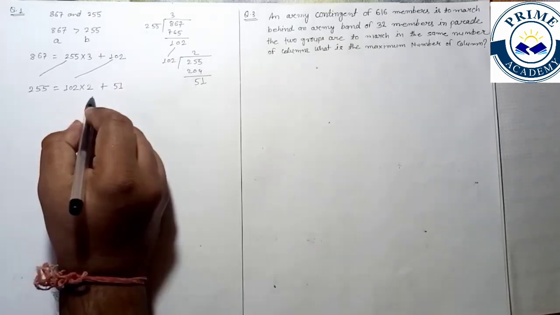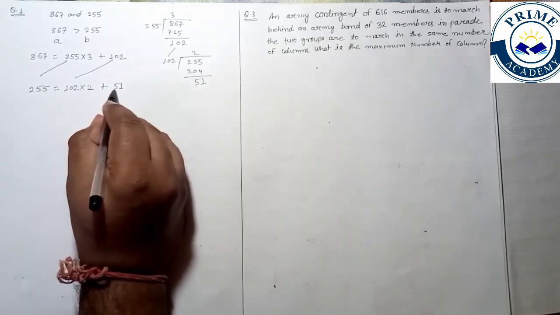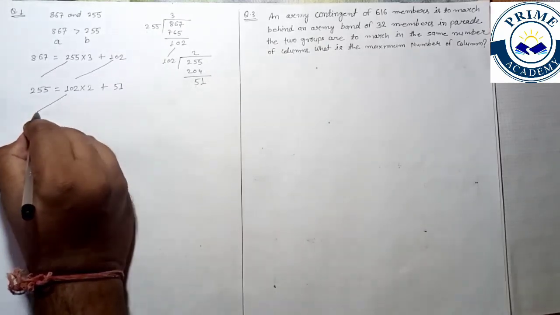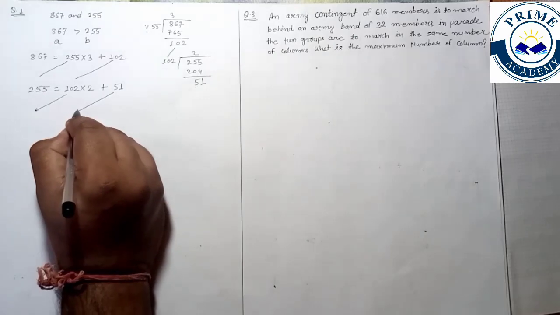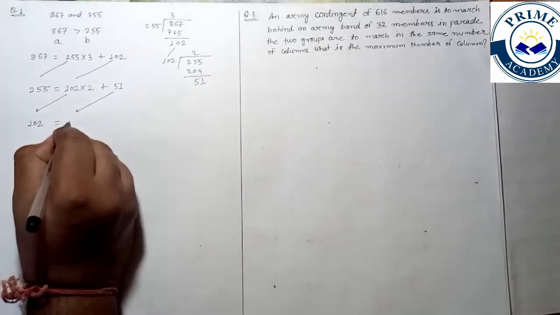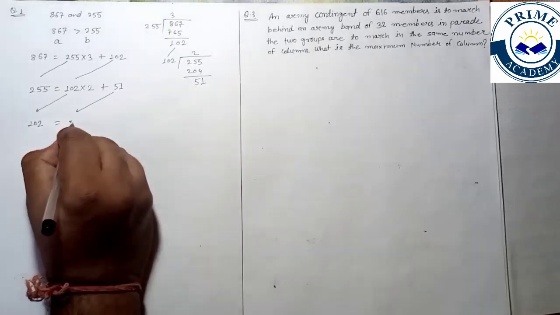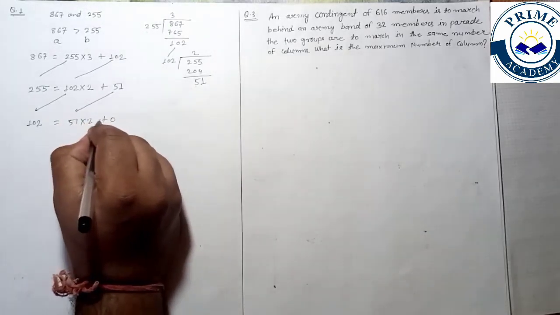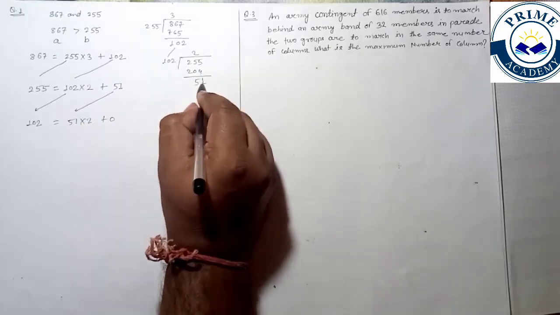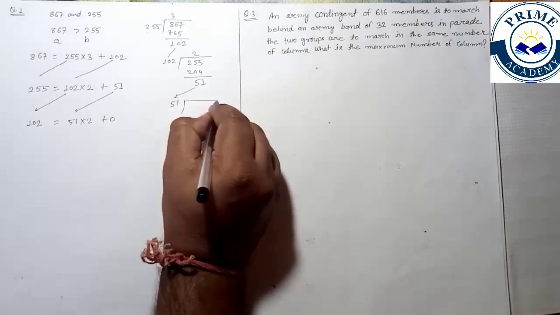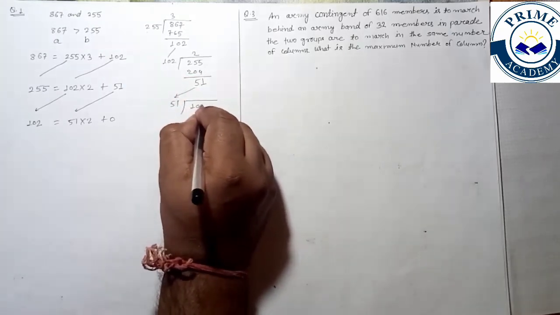Next time again R is not 0, so this becomes A and this becomes B. Can I write 102 equals 51 into 2, so the remainder becomes 0? How? Now the remainder 51 becomes the divisor and 102 will be the dividend.